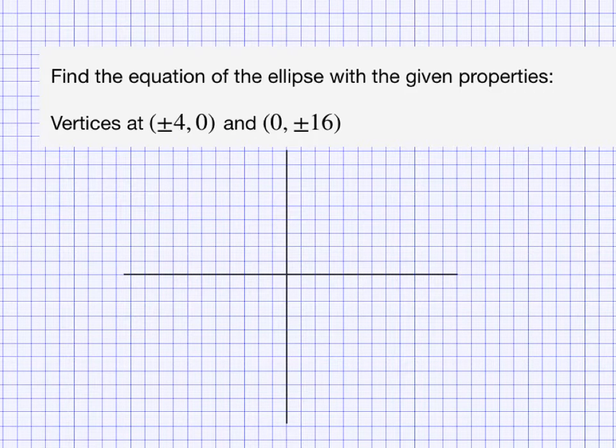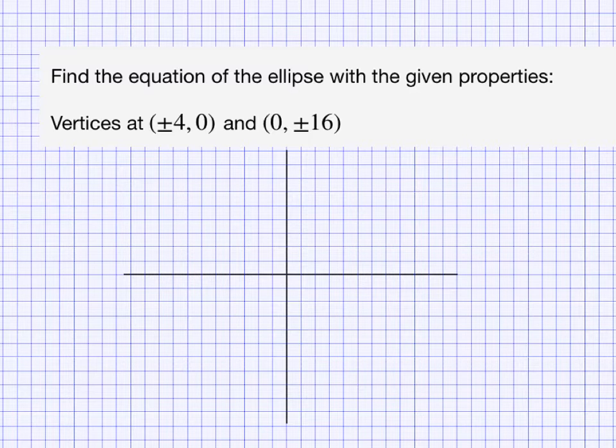Let's just do a couple of examples of ellipses. Now, this one has given me the vertices of the ellipse. And as we talked in class the other day when we were going over ellipses, we had two sets of vertices. We had the majors and the minors. Typically, we only talk about the majors.